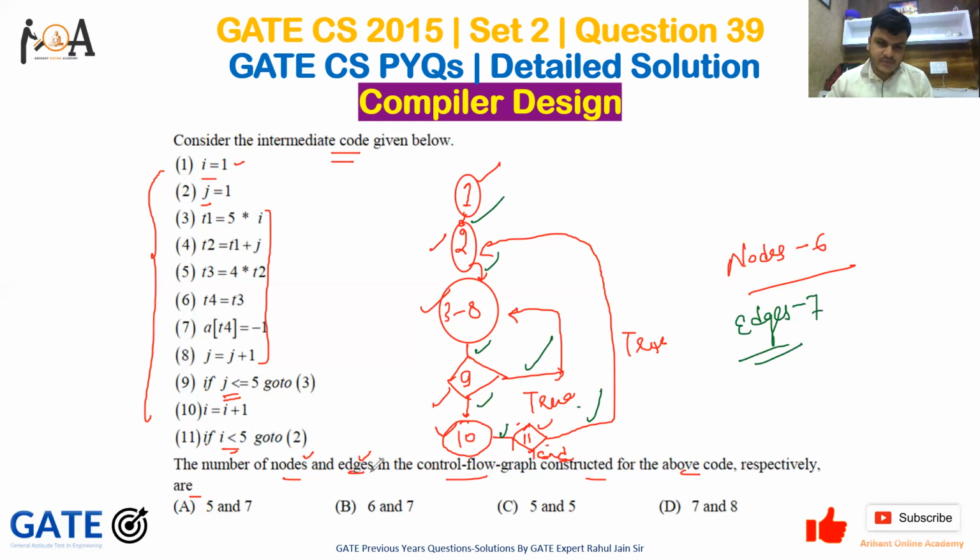So if you match the options, 6 and 7, that is option B, which is the correct answer for this question. Okay, I hope it is clear to you.